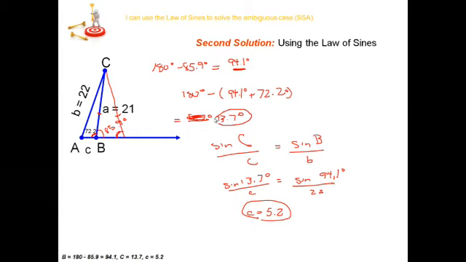Up here I solved for angle C, and over here is where I solved for angle B using the measurement that I knew from my first triangle. So it's a little bit less work than the first triangle. Use that information to give you a hand.